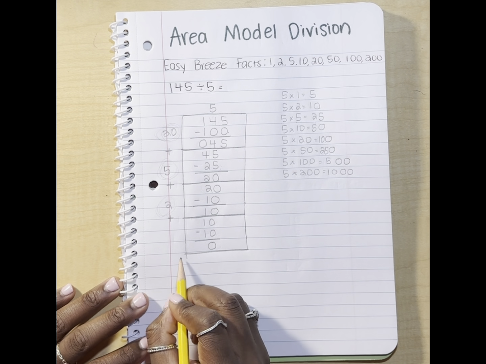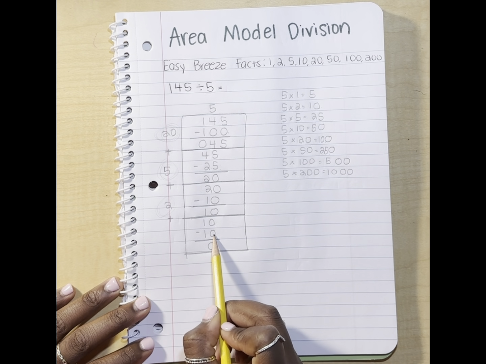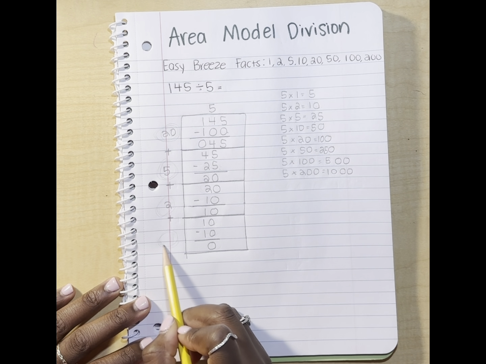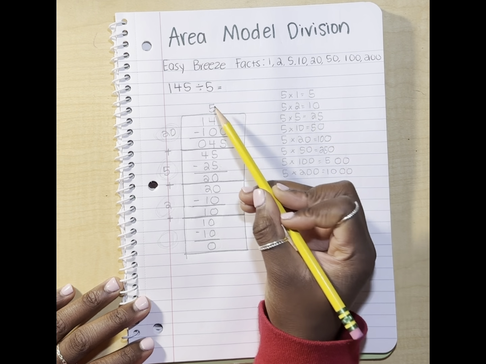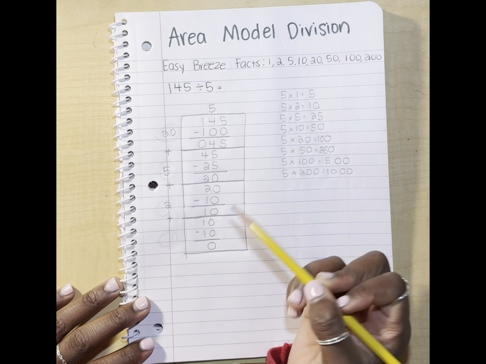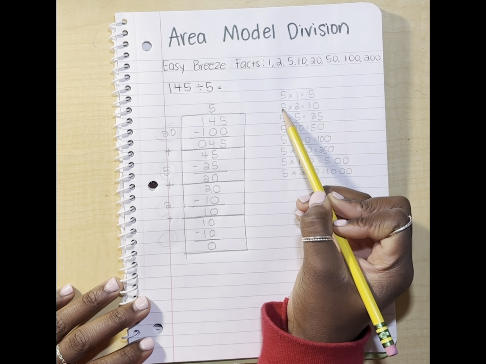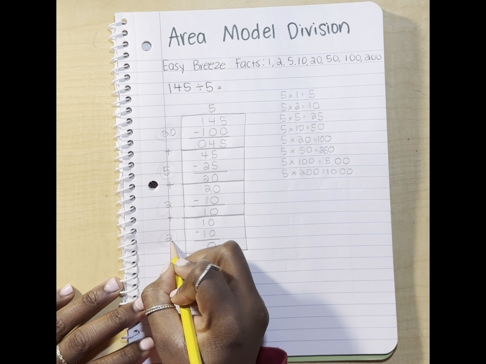So we're going to put a line. We don't really need a plus sign here. So we don't put 10 here on the side. We put a different number. We find 10, and we think 5 times what number equals 10. So look over here. We have 10. 5 times what number equals 10? And that's 2.